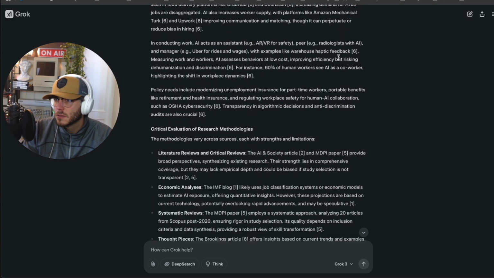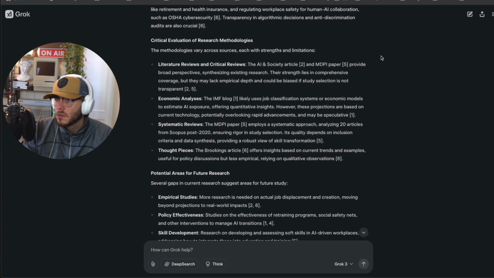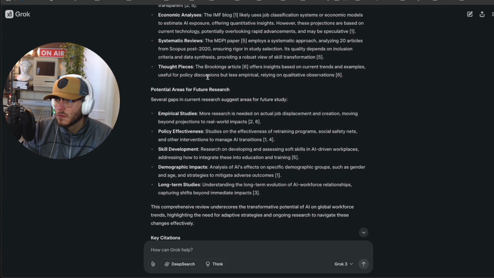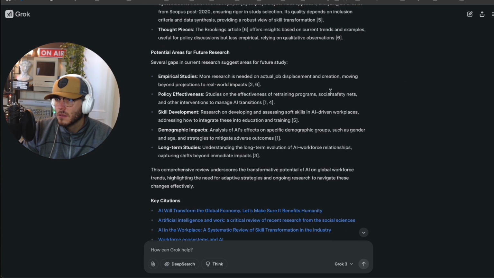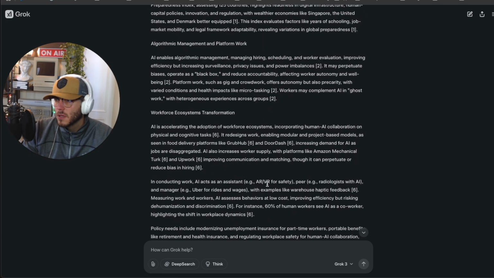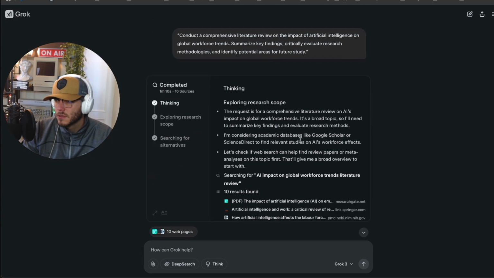We have the workforce ecosystems transformation, critical evaluation of research methodologies. So methodologies vary across sources with literature reviews, economic analysis, systematic reviews, thought pieces. Also potential areas for future research. So several gaps in current research suggest areas for future study. More empirical studies, policy effectiveness, skill development, demographic impact, and long-term studies. So this underscores the transformative potential of AI on global workforce trends, highlighting the need for adaptive strategies and ongoing research to navigate these changes effectively. And then it's got links here. So yeah, pretty good, I think, surface level research from Grok 3.